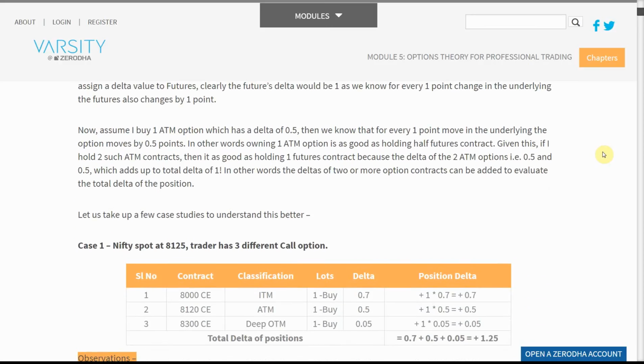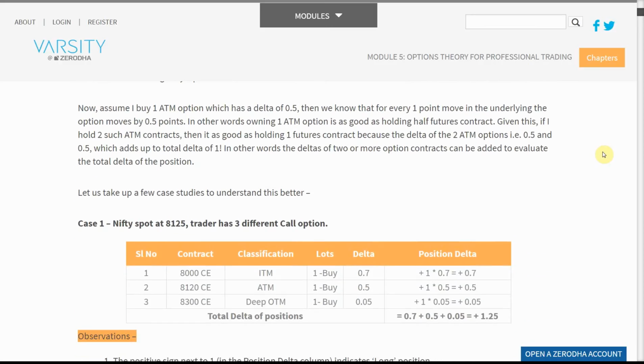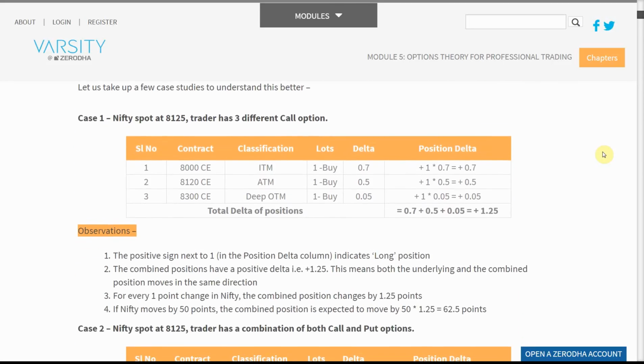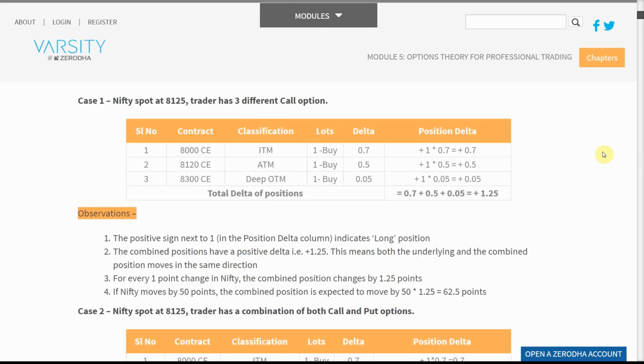In other words, the deltas of 2 or more option contracts can be added to evaluate the total delta of the position. Let us take up a few case studies to understand this better. Case 1, Nifty spot at 8,125. Trader has 3 different call options. Serial number, contract, classification, lots, delta, position delta.